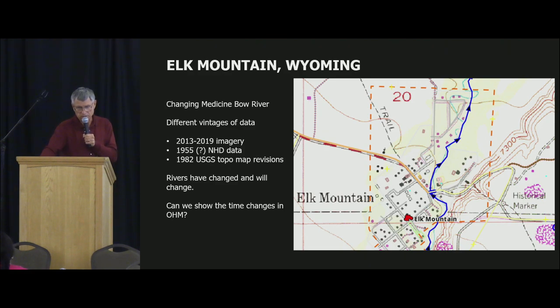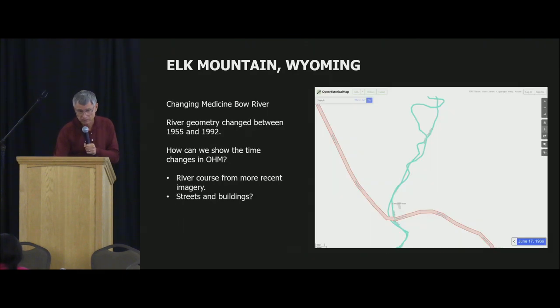So the idea is that dates that you think a data set has may not be exactly right. So be careful when loading data into OpenHistoricalMap or OpenStreetMap for that matter. So that's about all I have.